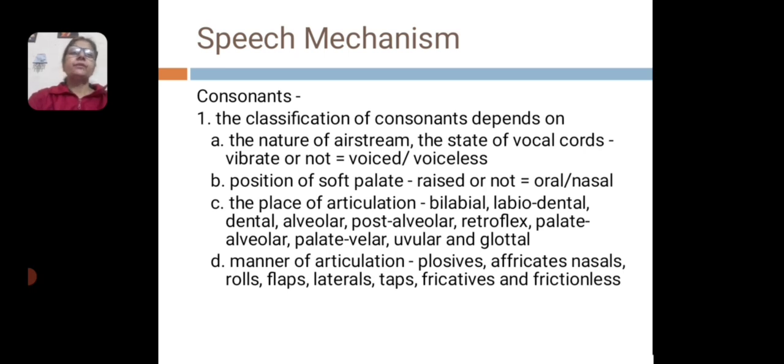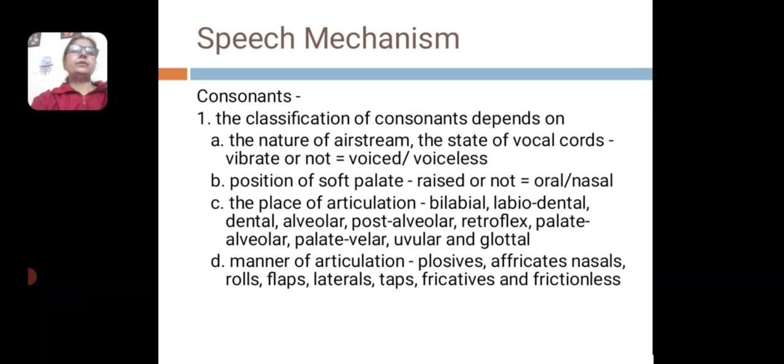Then comes the position of the soft palate. If the soft palate is raised or not raised, that depends on whether we are bringing the air out of our mouth by the oral passage or the nasal passage. If it is coming through the mouth, then the consonant is oral. If it is not coming through the mouth, then the consonant is nasal. So the soft palate, raised or not raised, decides whether the consonant is oral or nasal.